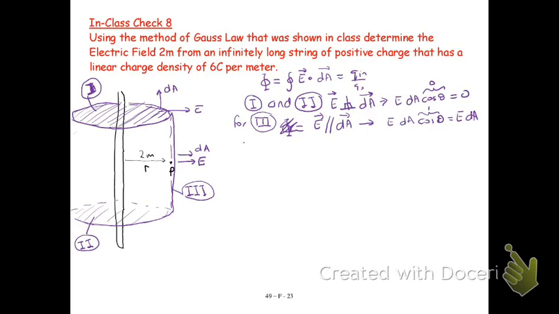So, well, let's do it in steps. My flux is equal to the integral of just E times dA, which equals Q inside over epsilon naught. And also, E is constant on the Gaussian surface sleeve. So my flux is equal to E integral dA, which equals Q inside over epsilon naught.